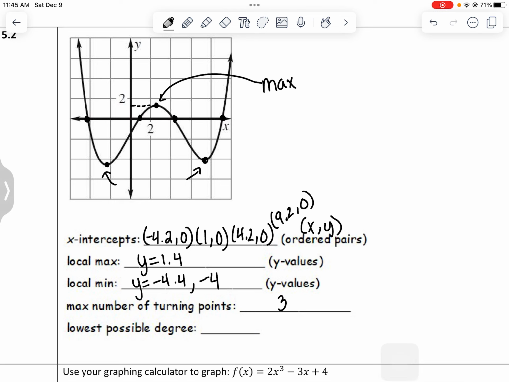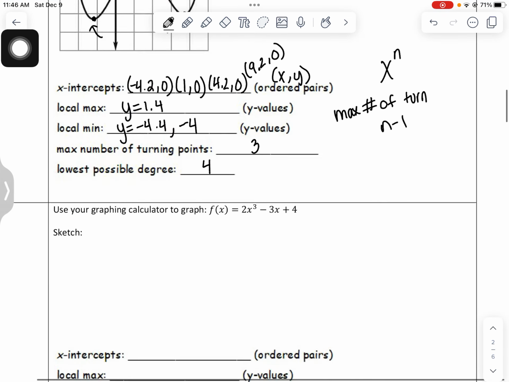So there was 3 turns here, which means my lowest possible degree is 4, because we have the theorem that says if you have a degree of n, then the max number of turns is n minus 1, 1 less than the degree. So if you know that there are 3 turns, then the lowest possible degree would be 4. And you also know that even functions go this open up or down, so this would match a degree 4 function.